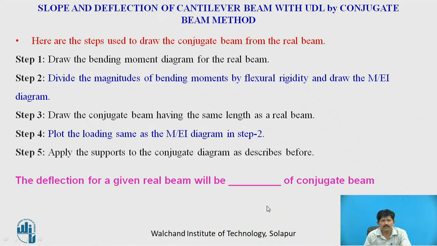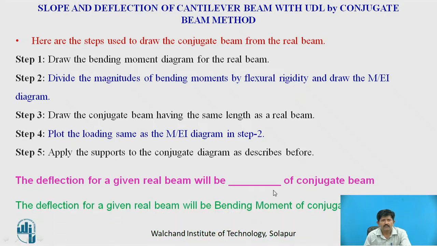Deflection for a given real beam will be dash for the conjugate beam. Here, pause the video and try to write the answer on a paper. The deflection for a given real beam will be the bending moment of the conjugate beam.